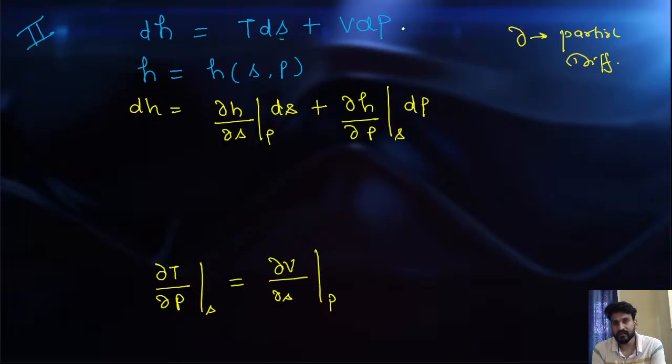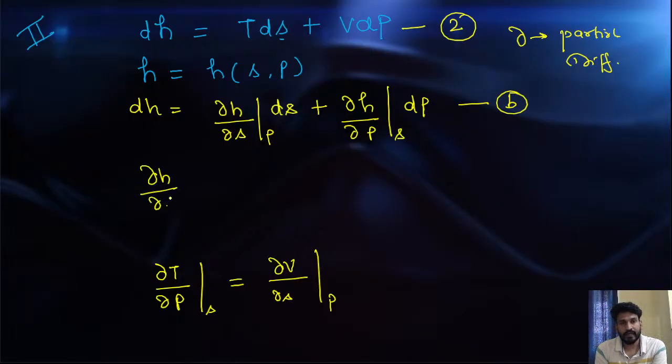This is my equation number 2 and this is my equation B. After comparison I can write del H over del S keeping pressure constant is equal to T, and del H over del P keeping entropy constant is equal to V.